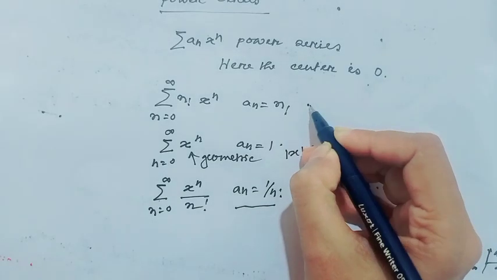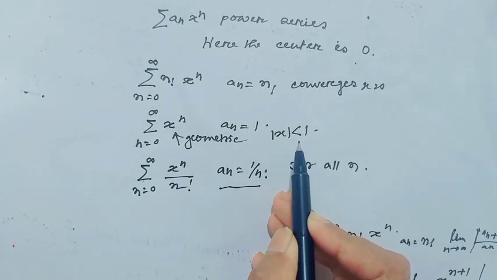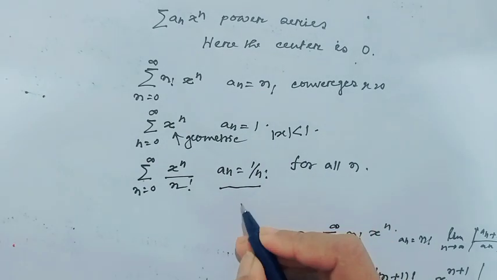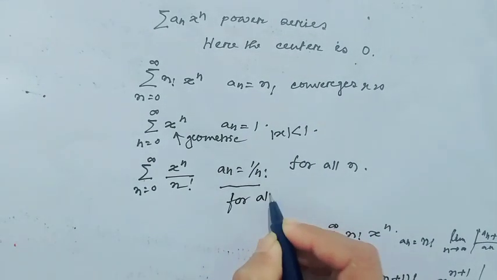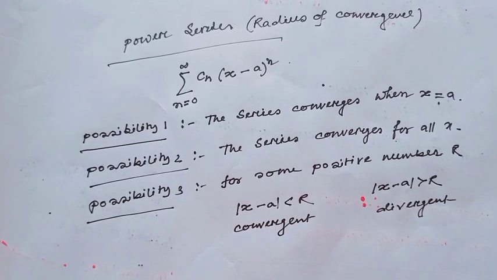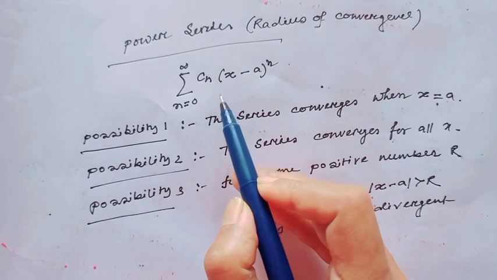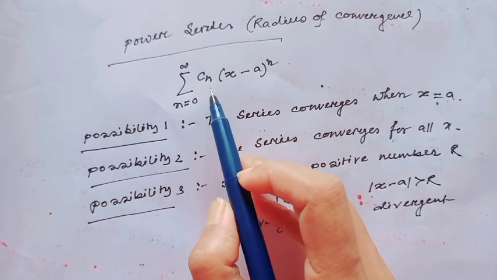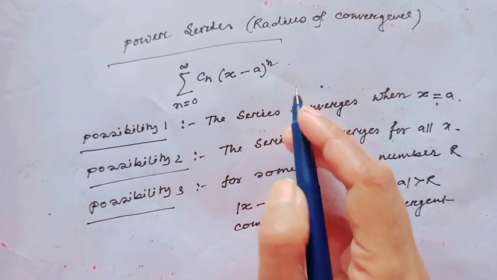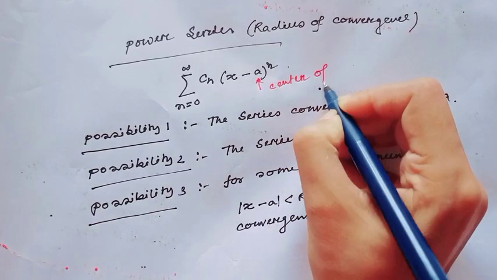The first power series converges only at x equal to 0. The second power series converges only when mod x is less than 1, and the third power series converges for all values of x. Now I will see one new concept about power series, the radius of convergence. A power series is actually denoted as the sum from n equal to 0 to infinity of cn times x minus a to the power n, where obviously a is the center of this power series.